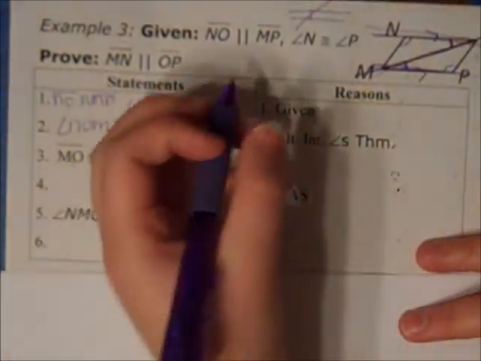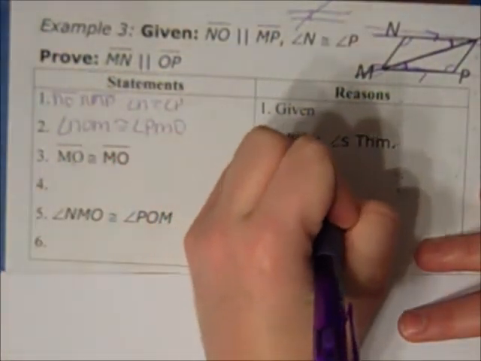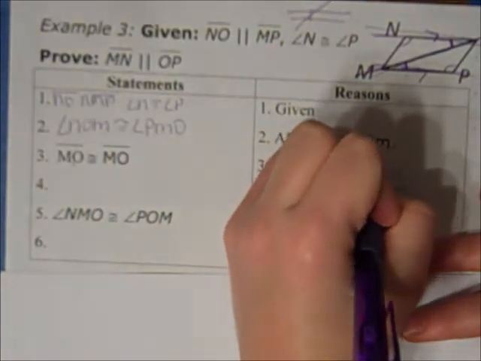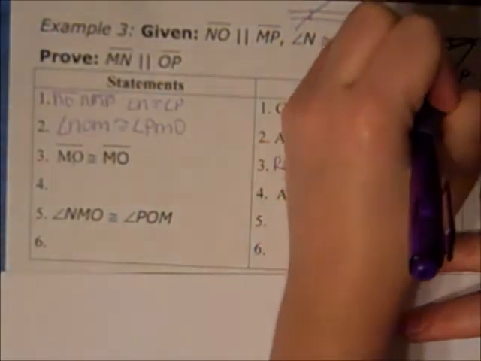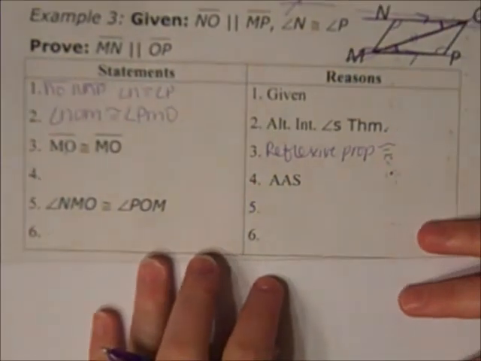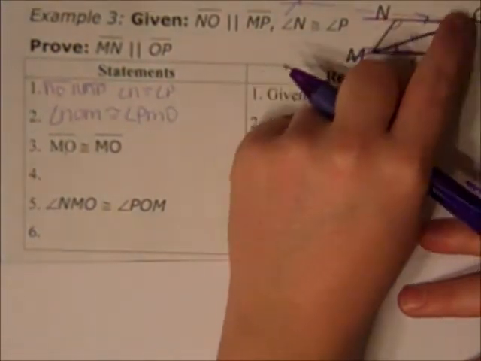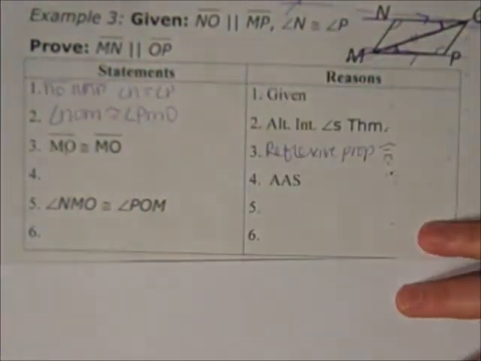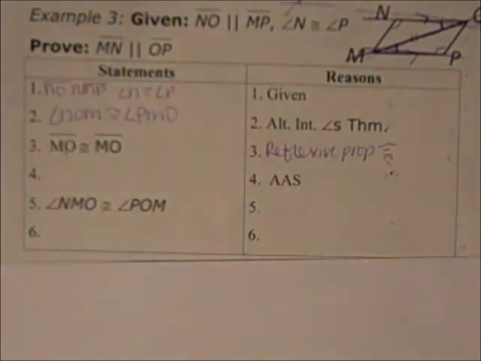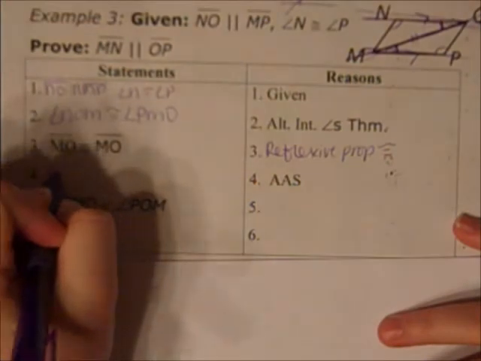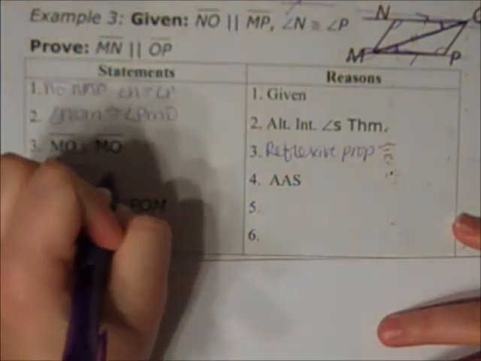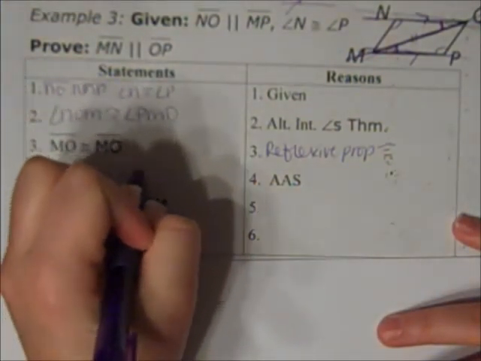MO is congruent to itself. We've seen that a million times. That's reflexive. Okay, so angle, angle, side. I just have to write my congruent statement. And again, I have to make sure I write them in the exact order in which they're congruent. So I'm going to say angle NOM is congruent to angle PMO.